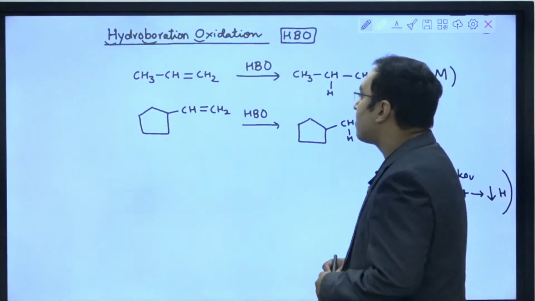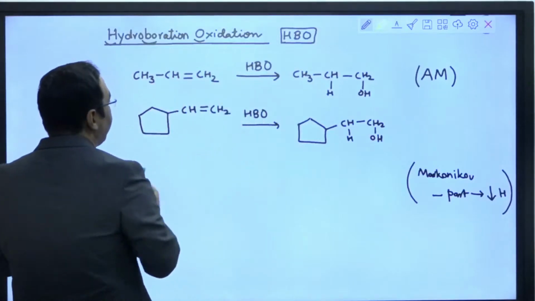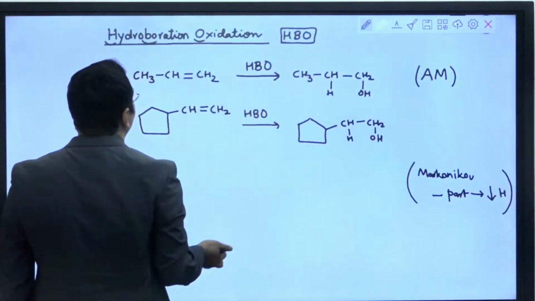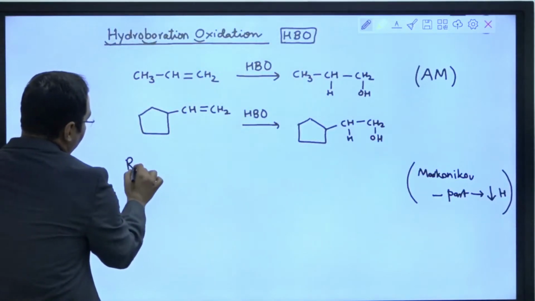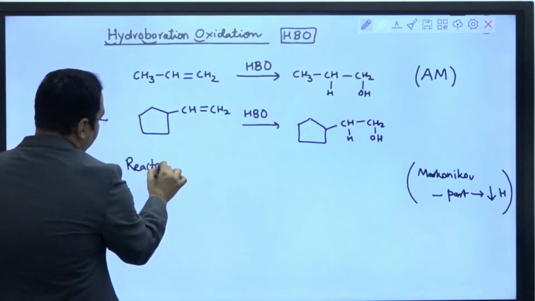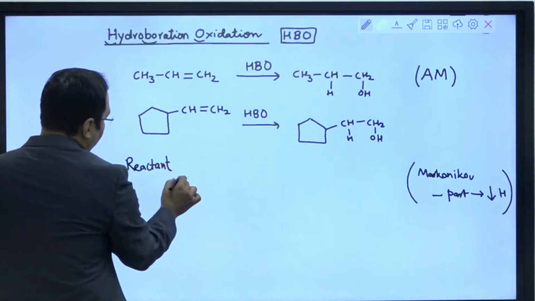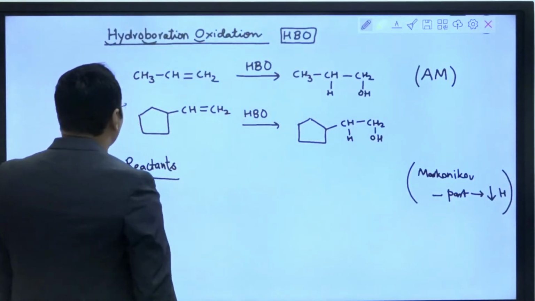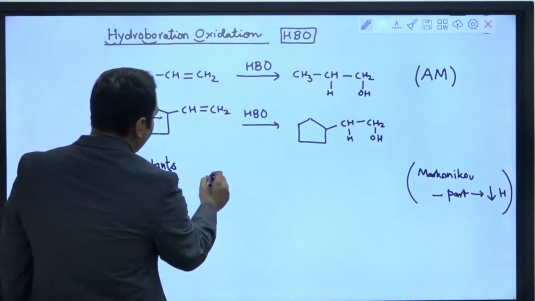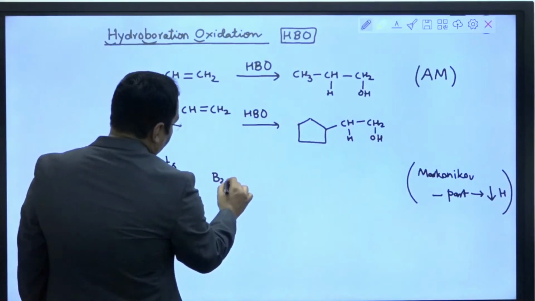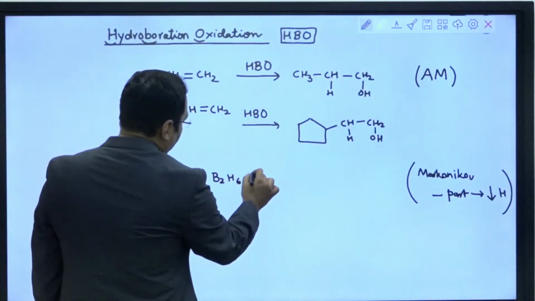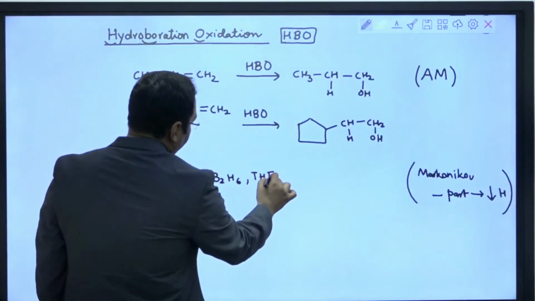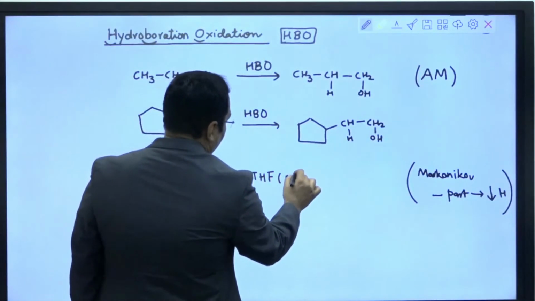Fine. So the question is how this is happening and what is this HBO and what are the reagents for it. So write down reactants. Yes, this kind of reaction will happen. So what are the reactants for HBO? So write down B2H6 with THF as solvent.